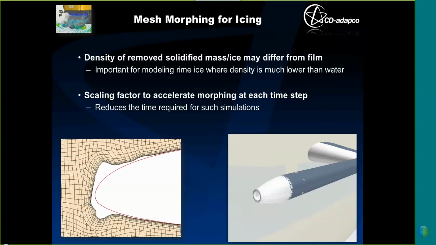Now, the buildup of ice is also a very slow process, and it comes at a time scale many orders of magnitude slower than that of the fluid. So in order to combat this, we've included an accelerated scaling factor in STAR-CCM+ so that you can accelerate the ice buildup and mesh morphing without affecting the flow field, so you can achieve the same ice buildup result much more quickly and much more efficiently.